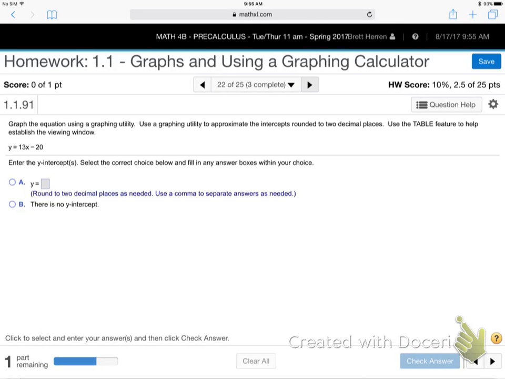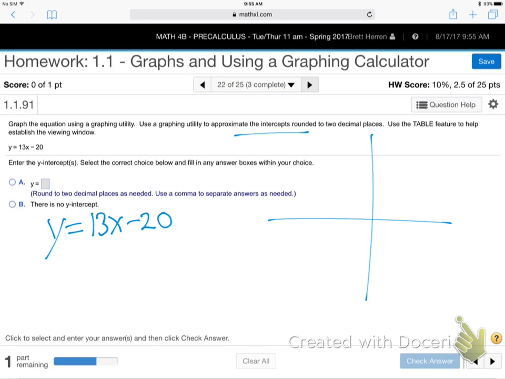Okay, so on number 22, y equals 13x minus 20, and we're trying to find the intercepts. What are the intercepts? Well, I have no idea what the graph looks like. Oh, it's a straight line, huh? So maybe I should at least make a straight line. It's some kind of a straight line that does something like this, right?